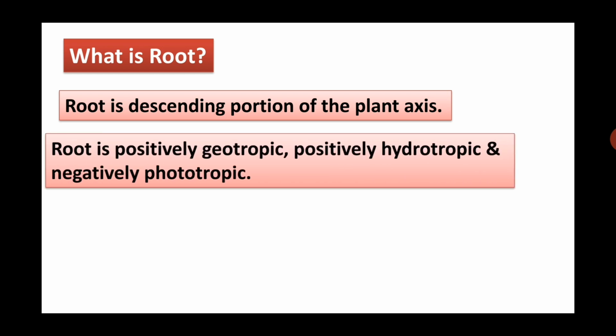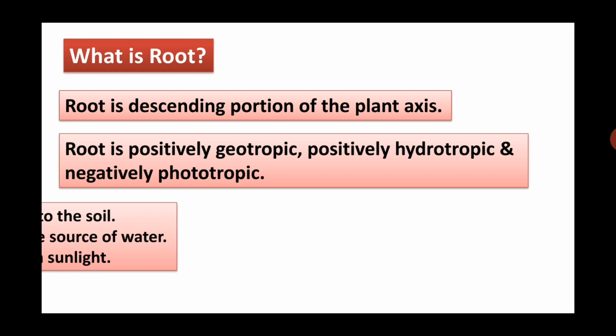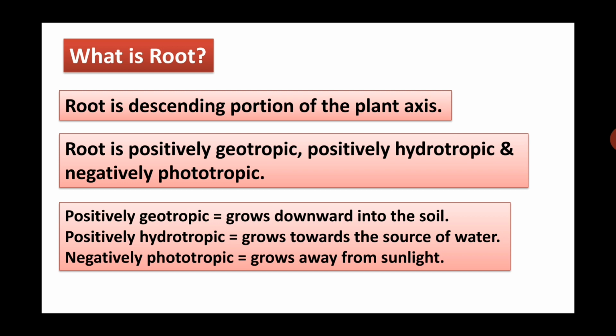Root is described as positively geotropic, positively hydrotropic and negatively phototropic. So these are the terms to describe the tropism, that is movement. Geo means soil, hydro means water and photo means light, that is sunlight. Positively geotropic means grows downward into the soil. Positively hydrotropic means grows toward the source of water. Negatively phototropic means grows away from sunlight.